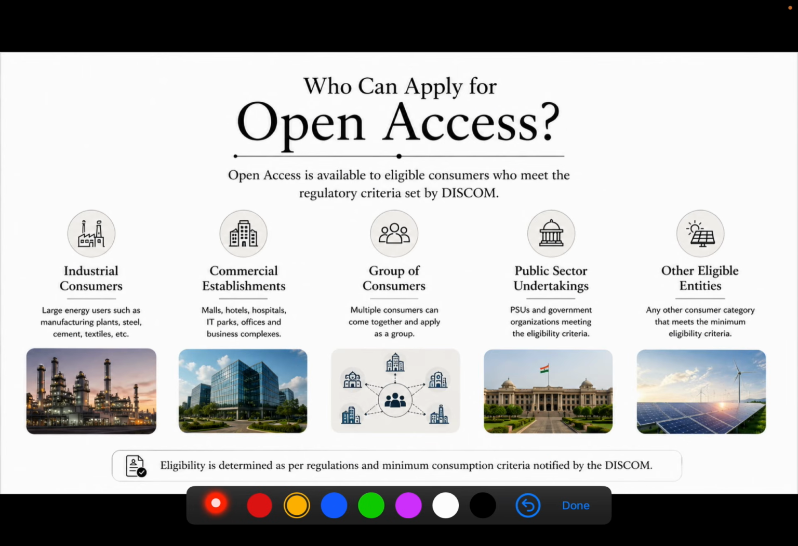Now, who can apply to open access? As we saw earlier, we need to check the eligibility. Talking about eligibility here, large energy users such as manufacturing plants like steel, cement, textiles, basically industrial customers, because they use a huge amount of electricity on a day-to-day basis. So first of all, your electricity requirement should be large.